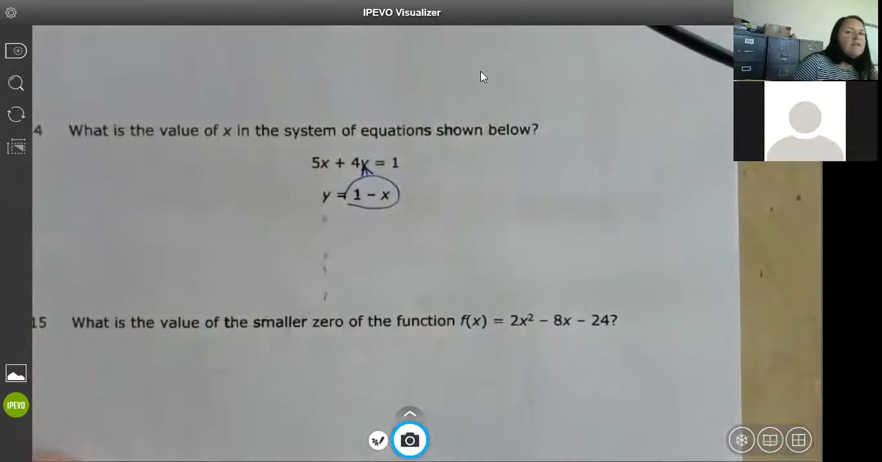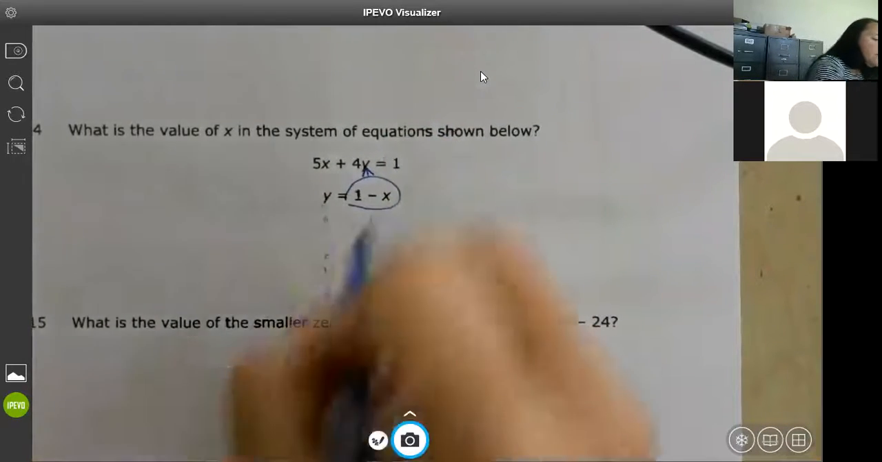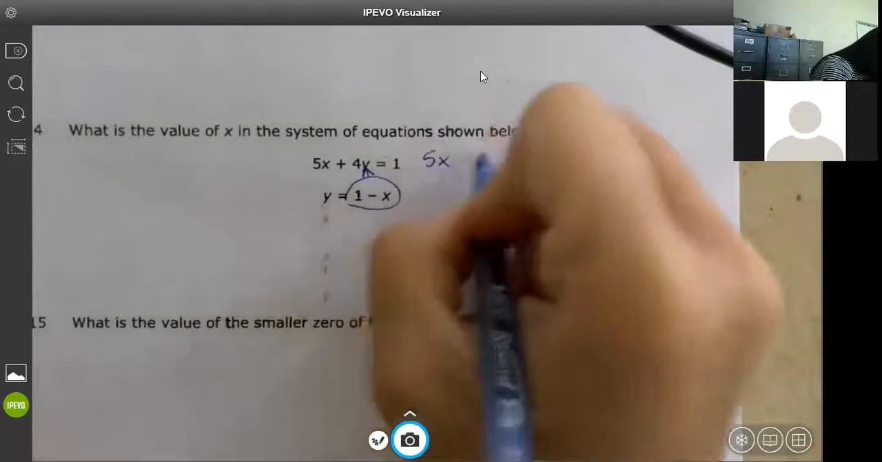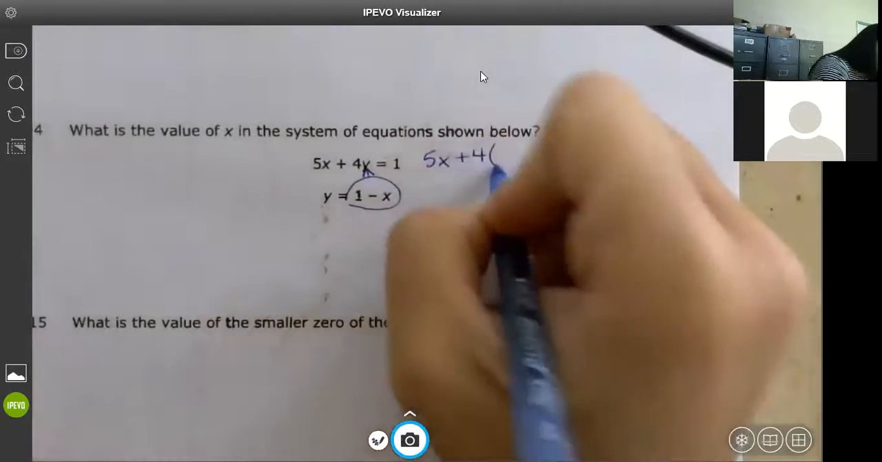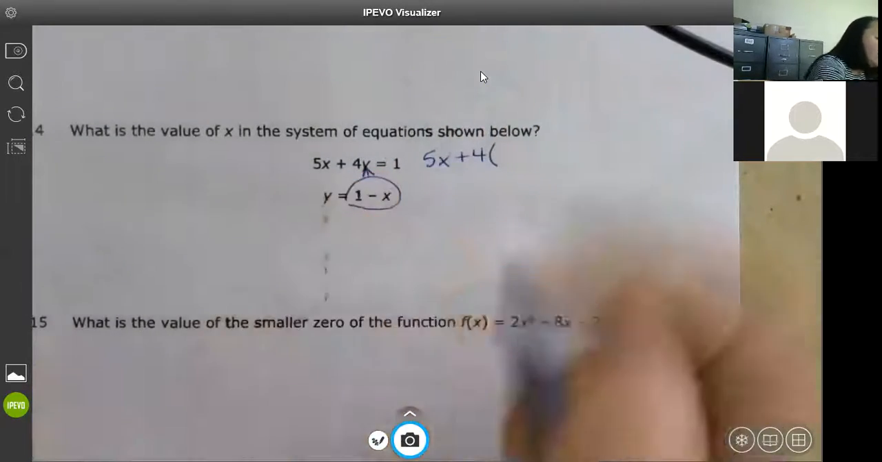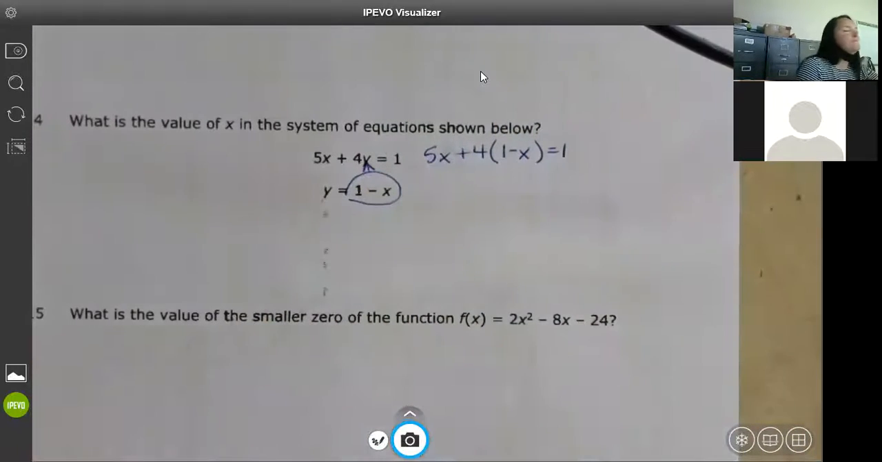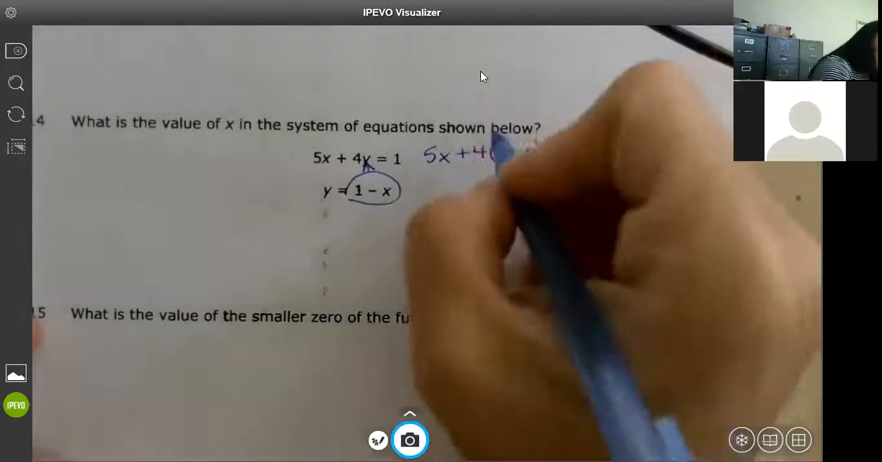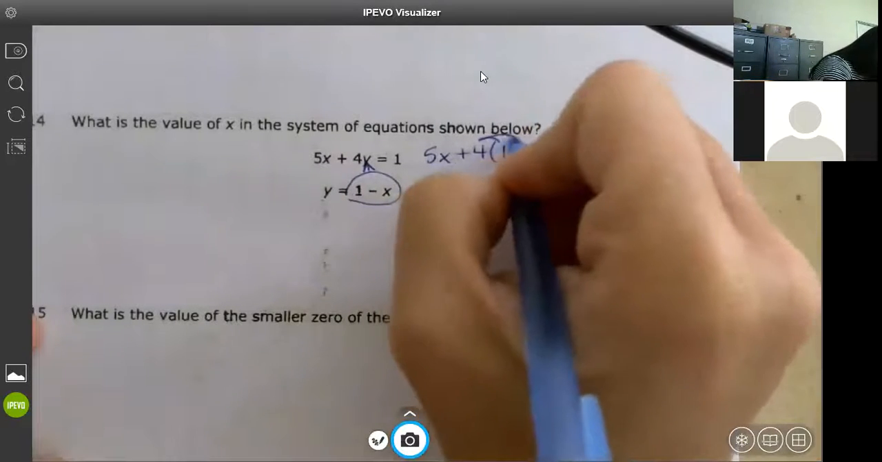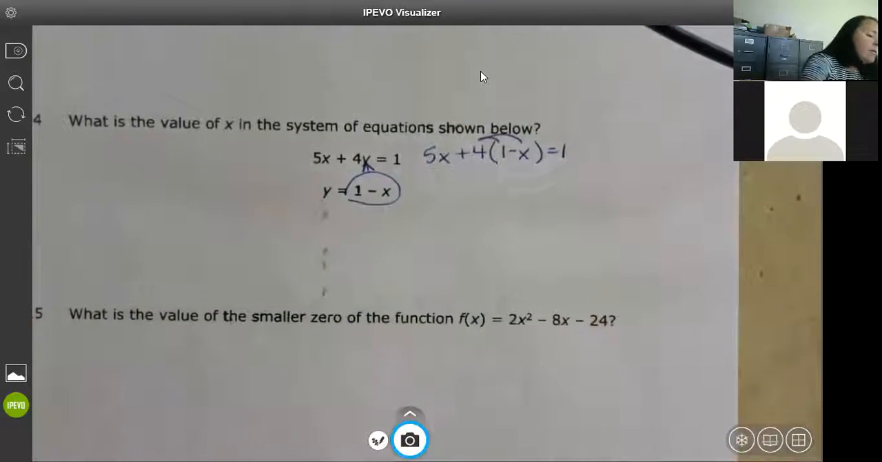We're going to put this into the first equation. So we're going to rewrite it. 5X plus 4, but instead of Y, I'm going to write the other equation, 1 minus X, and then finish it out. So it's a substitution. All right. What do you think I should do first in this equation? Make sure you distribute to both. You have to multiply by both.